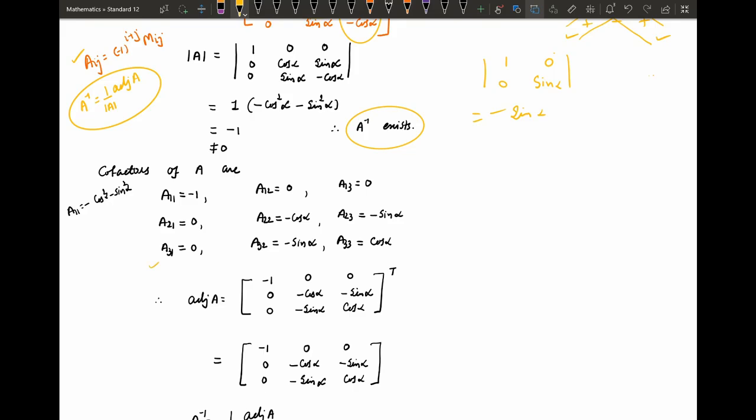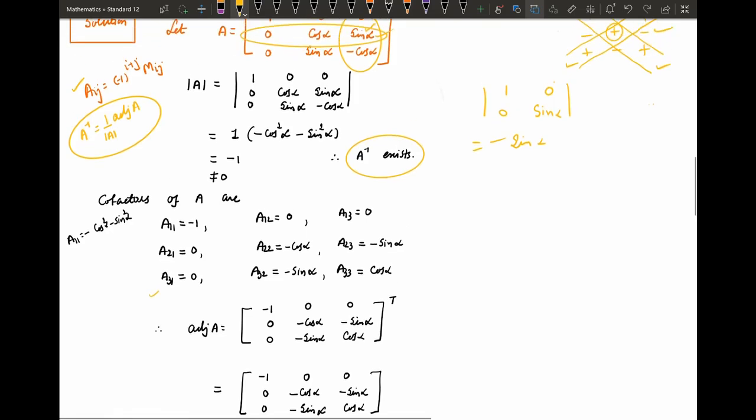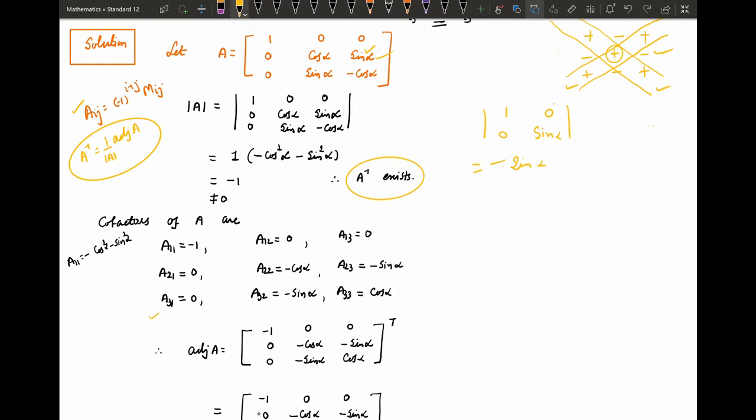Next A31, the cofactor of 0. Again leave the column and row in which that entry lies. The determinant formed by the remaining entries is 0 0, cos alpha sin alpha. So naturally the value of this determinant will be 0. So A31 is 0.